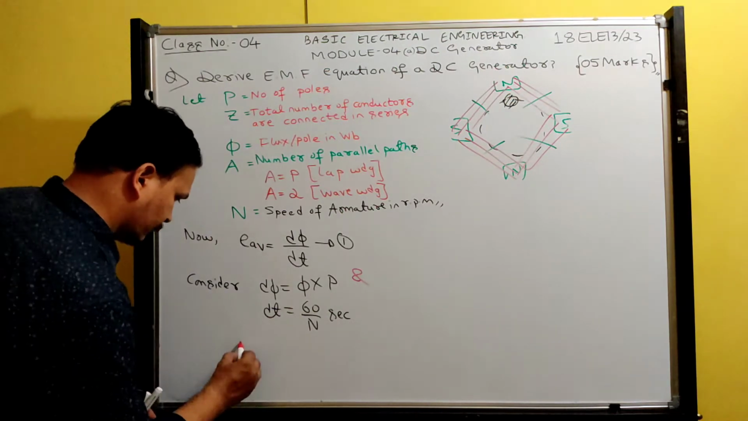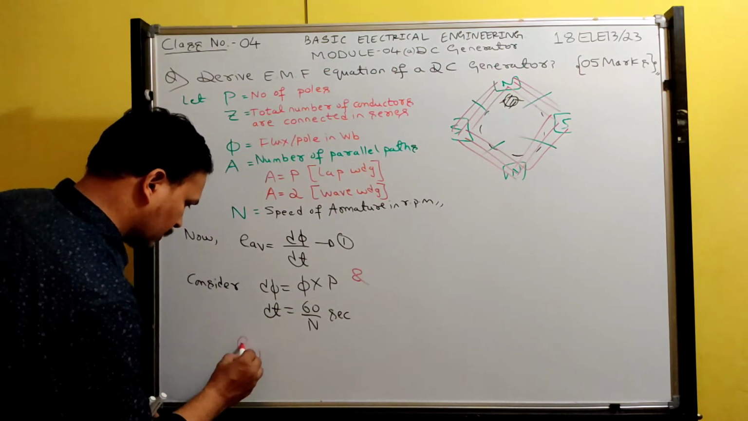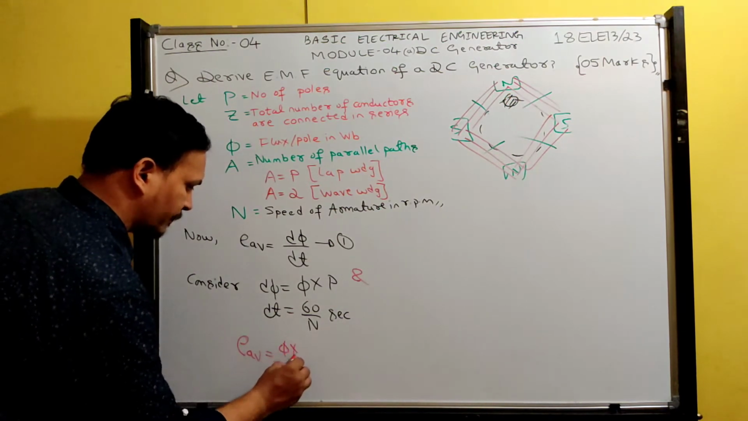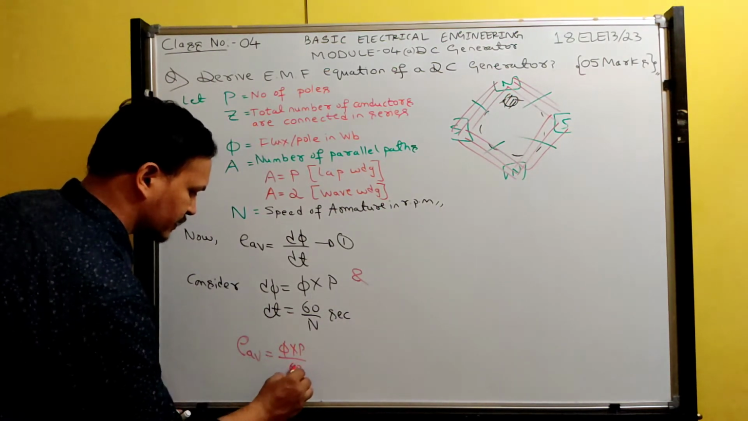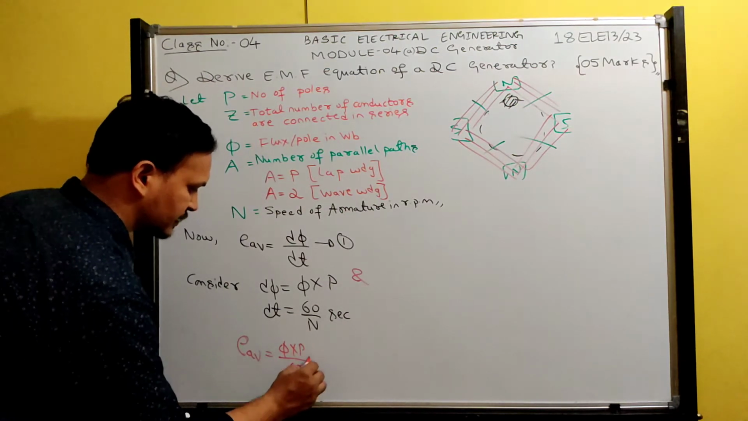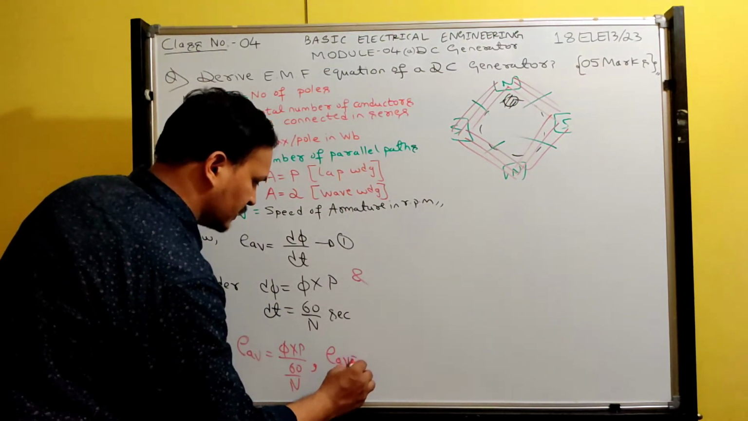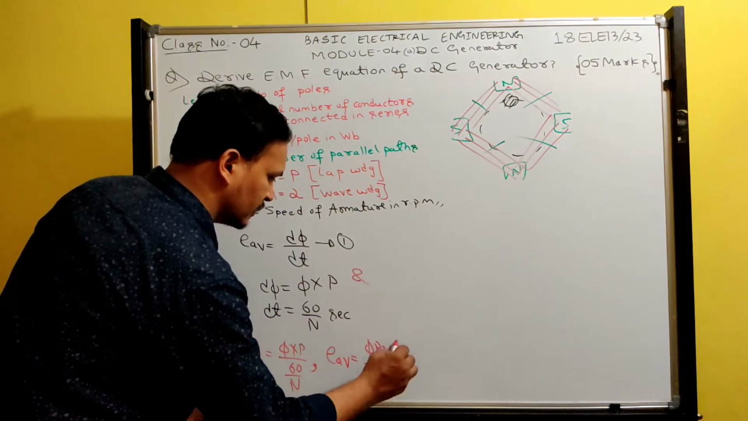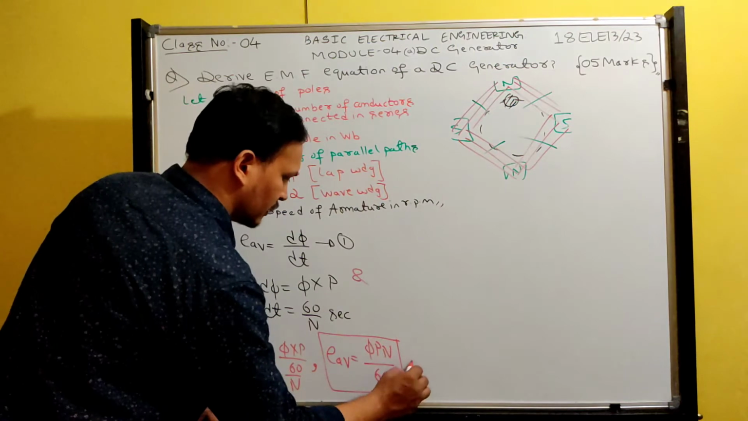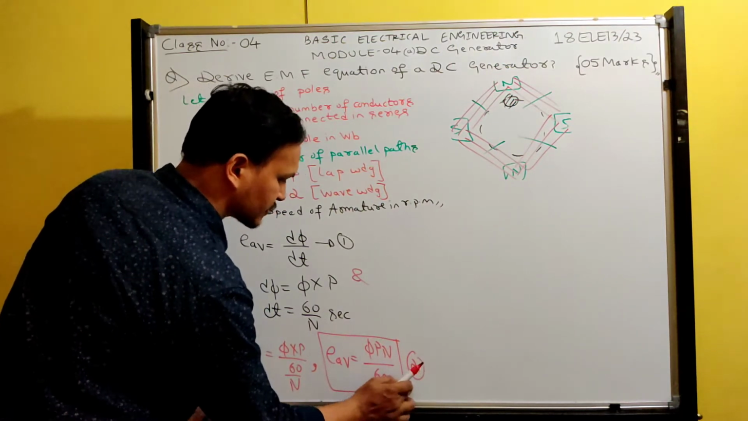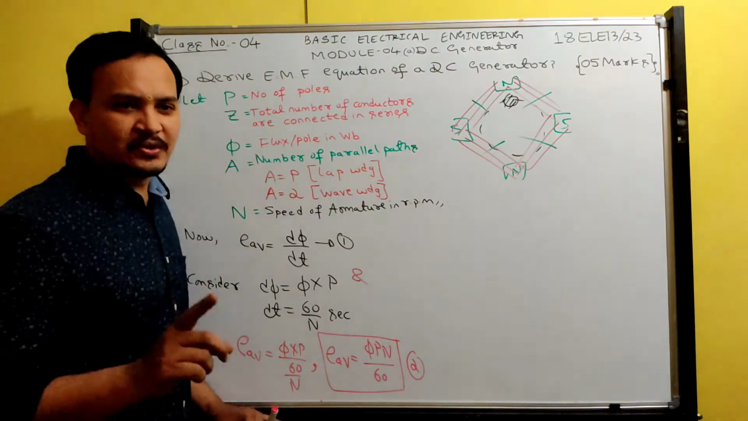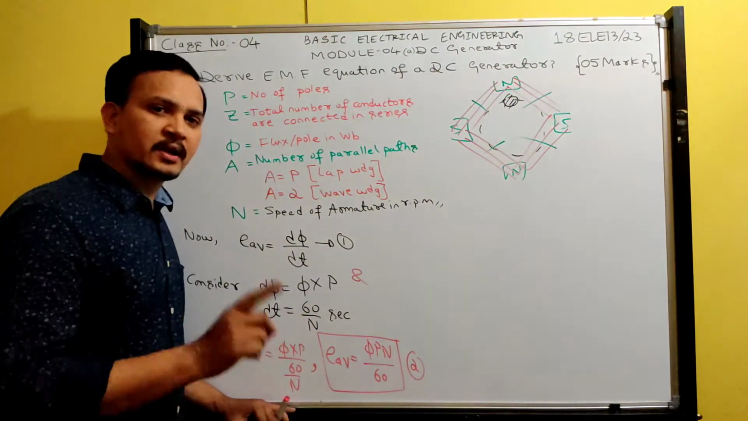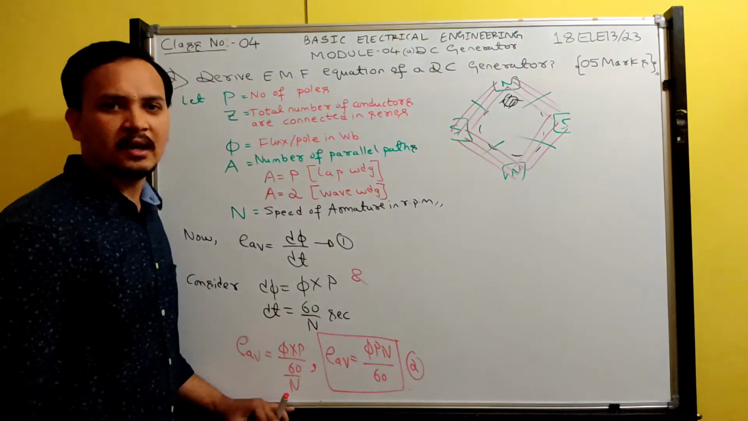After substituting, we can write the average EMF induced in a conductor, E_AV, is equal to phi P divided by 60 by N. So the next step will be E_AV is equal to phi P N by 60. This will be equation number 2, and it is called the average EMF induced in one conductor. In one conductor this much voltage will be induced.